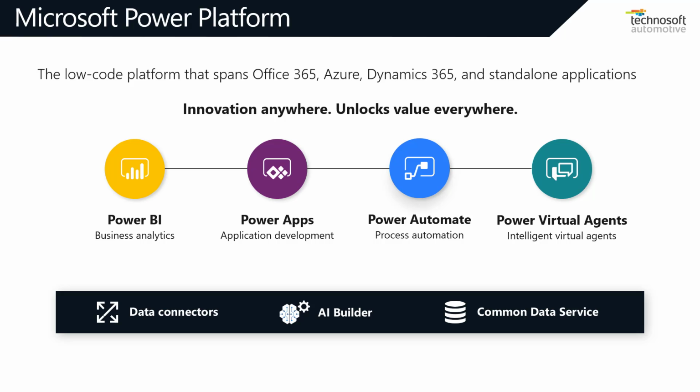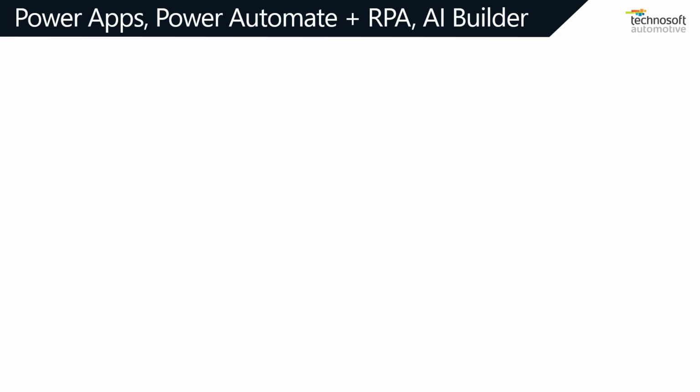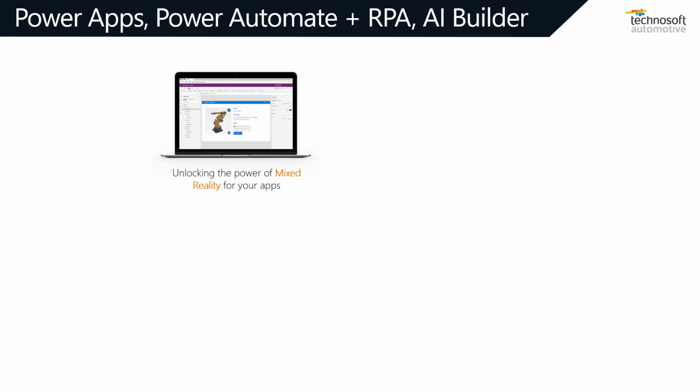So today, in this session, we will be focusing on 2 products, Power Apps and Power Automate, and how we can build a modern application and automation to increase our operational agility. There are some new features that I want to highlight during this session. The first one is mixed reality.